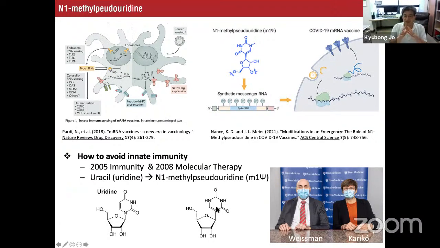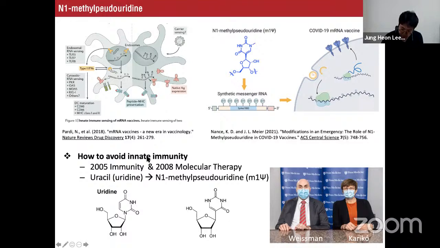Okay, I studied a little bit about what they really did, like Weissman and Kariko, and that was very interesting. This is their mRNA vaccine system, but instead of using uridine, they used N1-methylpseudouridine. In that case, they can escape the innate immunity in our body. So that is the reason the vaccines really work. I really believe their achievement is so important.